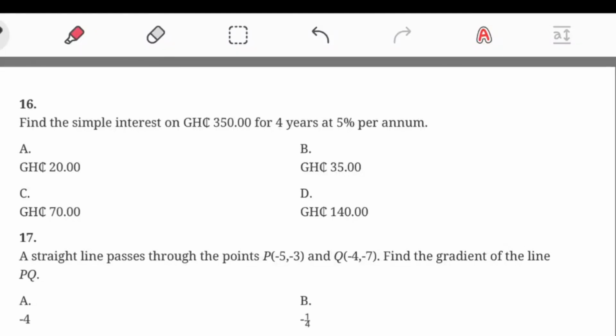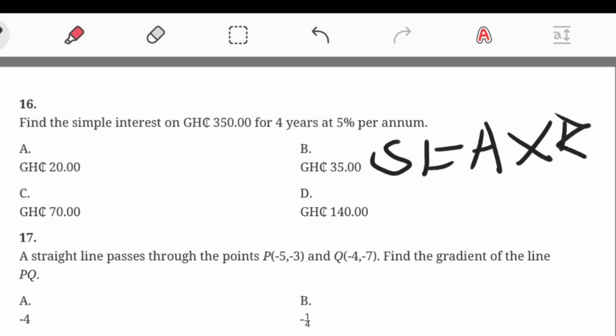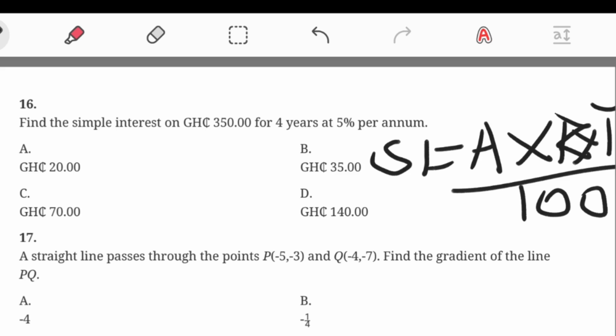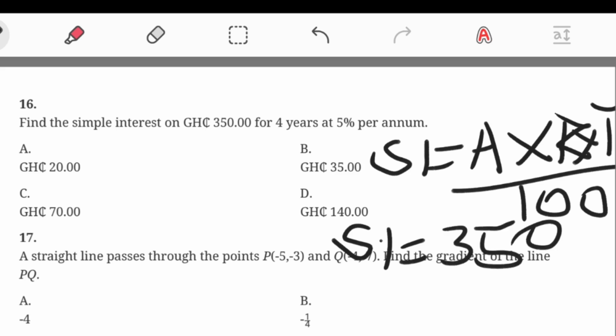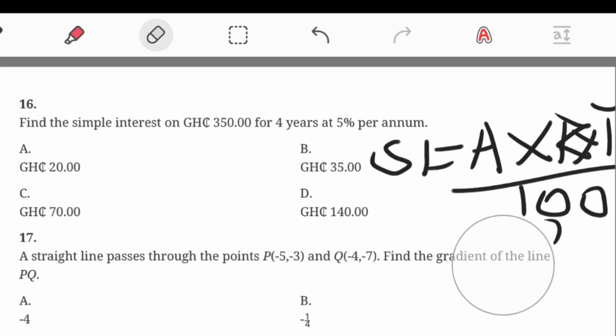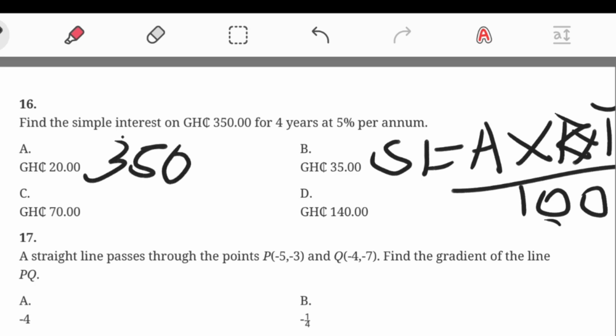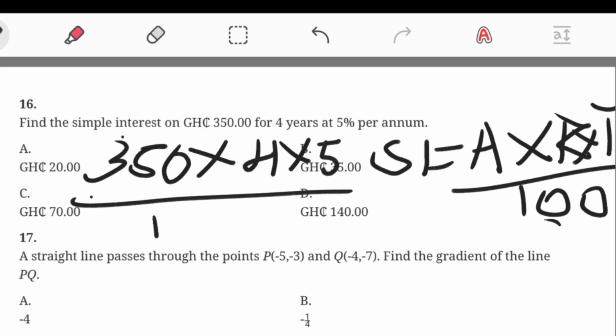Question 16. Find the simple interest on 350 Ghana cedis for 4 years at 5% annual. So we have the simple interest formula, which states that the amount, which is A, you multiply it by the rate and multiply it by time all over 100%. So simple interest SI will be equal to, the amount here is 350 Ghana cedis, and you multiply it by 4 years, which is the time, times the rate, which is 5%, and divide everything over 100.